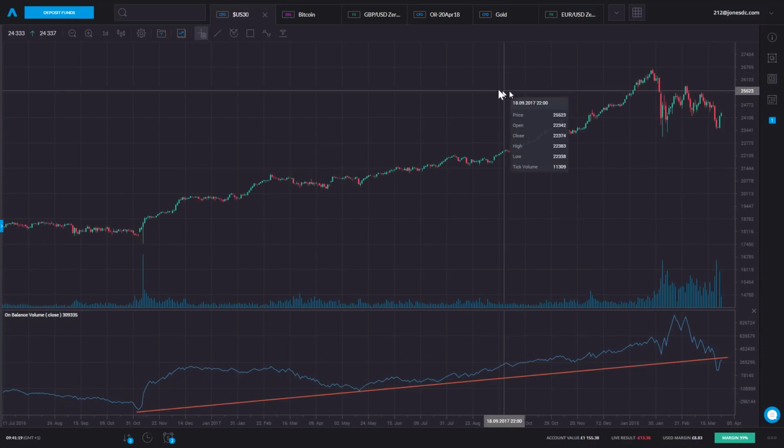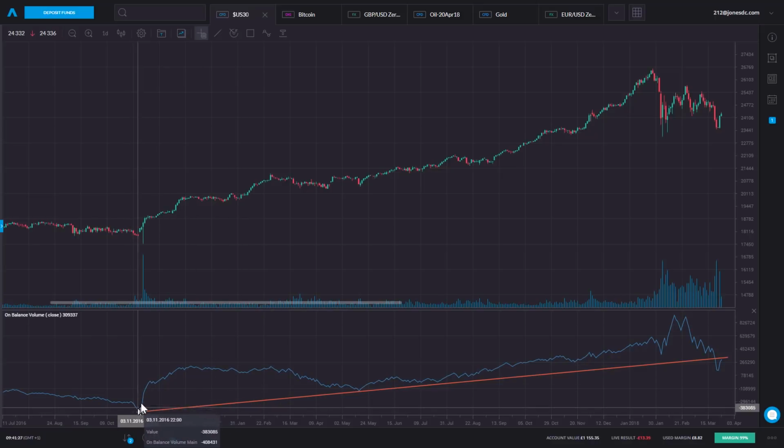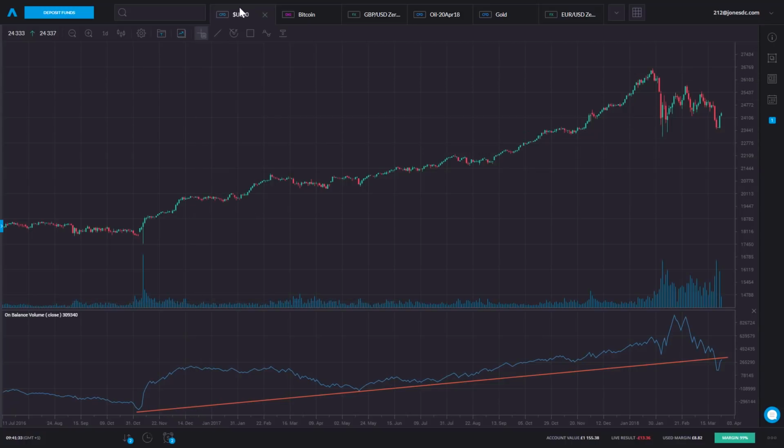And just one final chart. I thought this might be interesting to look at. This is the Dow Jones, the US stock market index. Down here, we've got our on-balance volume trend going back. I've picked up on it going back to the US presidential election, November 2016.